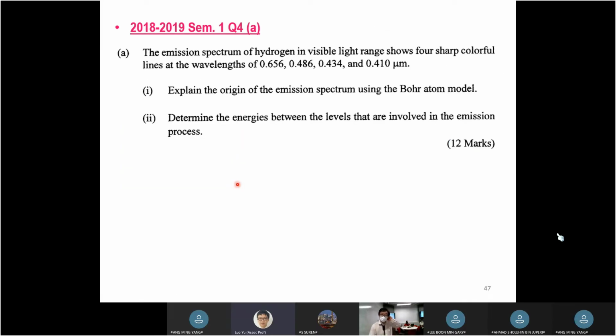Okay, so then let's look at some questions. From four years ago: the emission spectrum of the hydrogen atom in visible light shows 4 sharp colorful lines at these 3 wavelengths. Then I want you to explain the origin of the emission spectrum using Bohr's model, determine the energy between the corresponding levels, and comment on whether the difference between the energy levels agrees with the energy of the emitted photon.